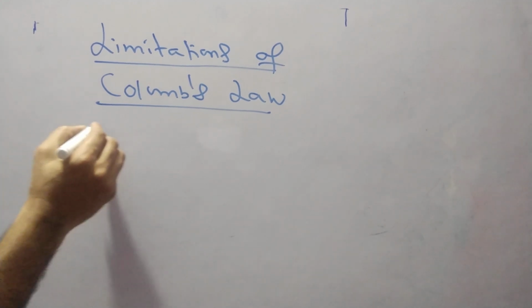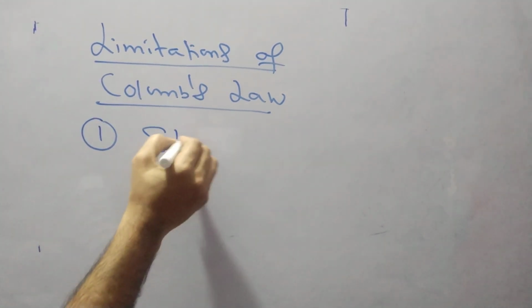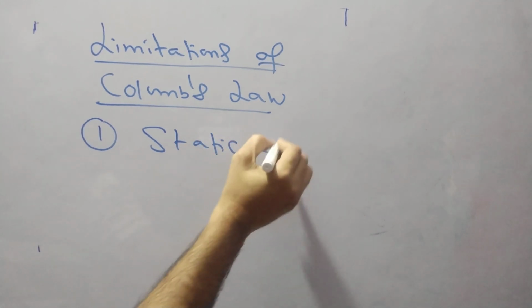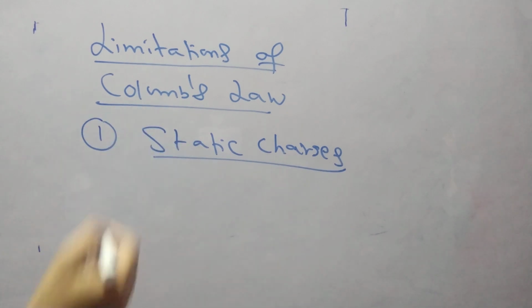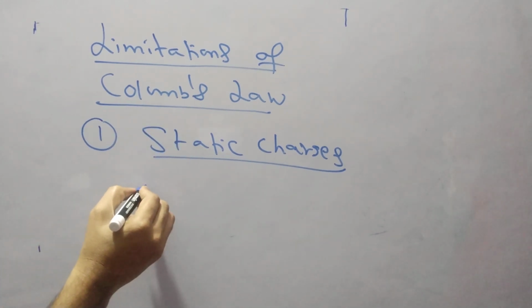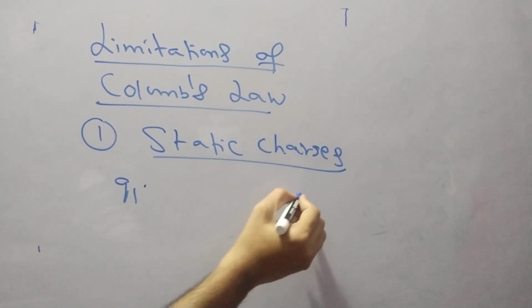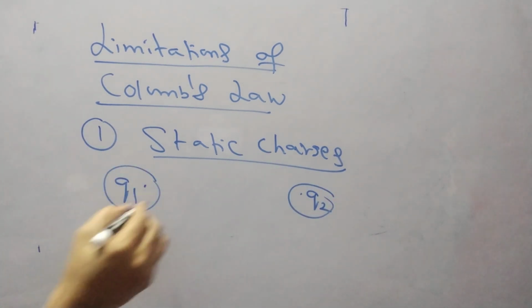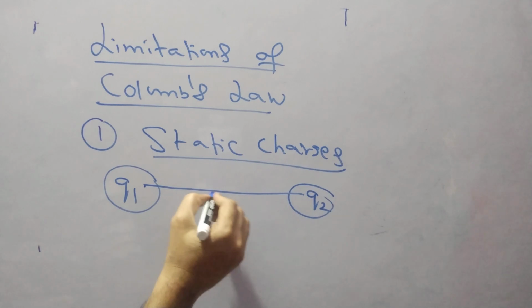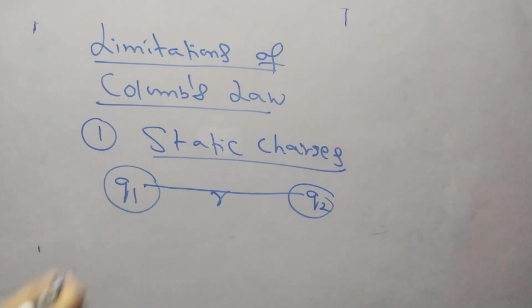So Coulomb's law is applied for static charges. So this is the first limitation. Static charges means Coulomb's law's statement is that we have to consider two point charges which are static. Static means they are not movable and are separated by a distance r. Then Coulomb's law is defined as F equal to K Q1 Q2 by r square, with some constant K.